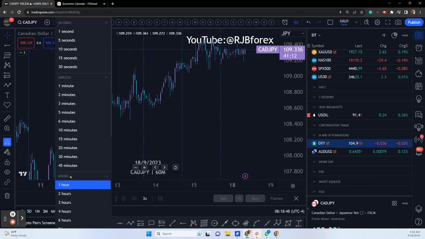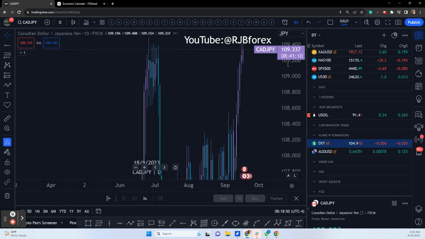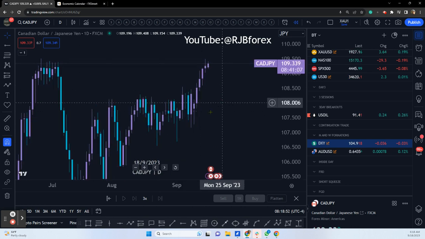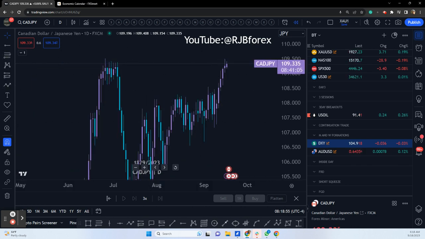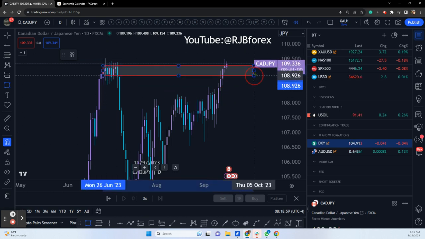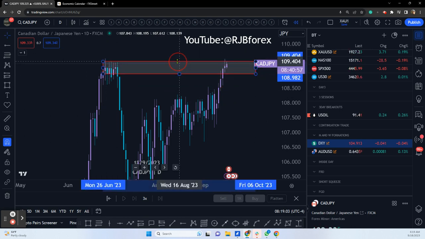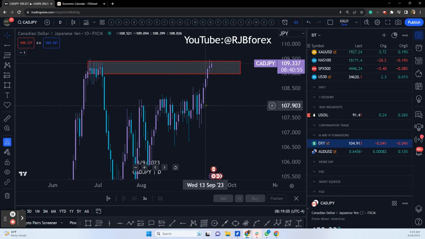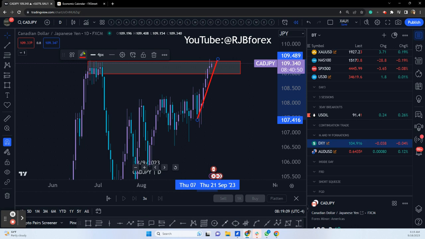So CAD yen is in a bullish trend, and it's come up into resistance on the daily chart. So I'm just going to send that over in a screenshot into the chat. So we're at resistance. I don't want to be buying at resistance.